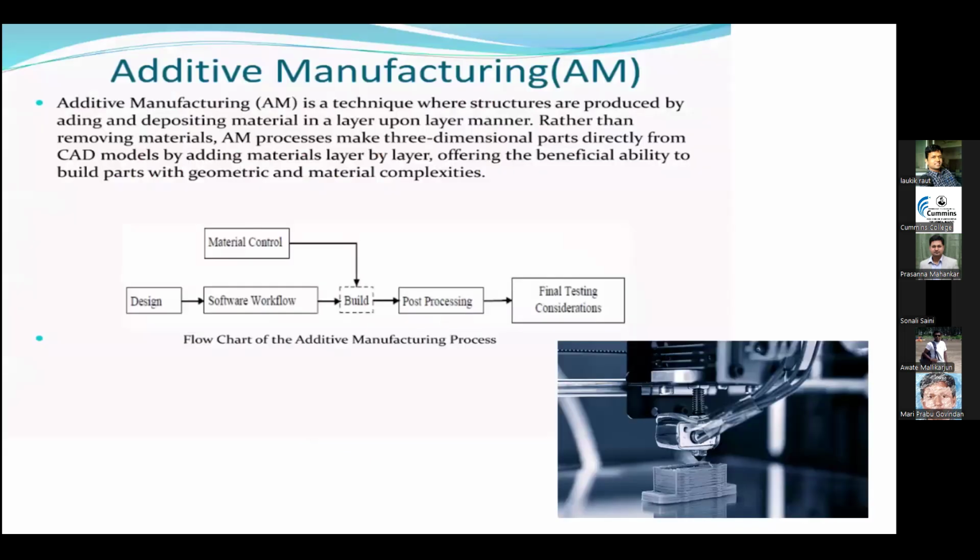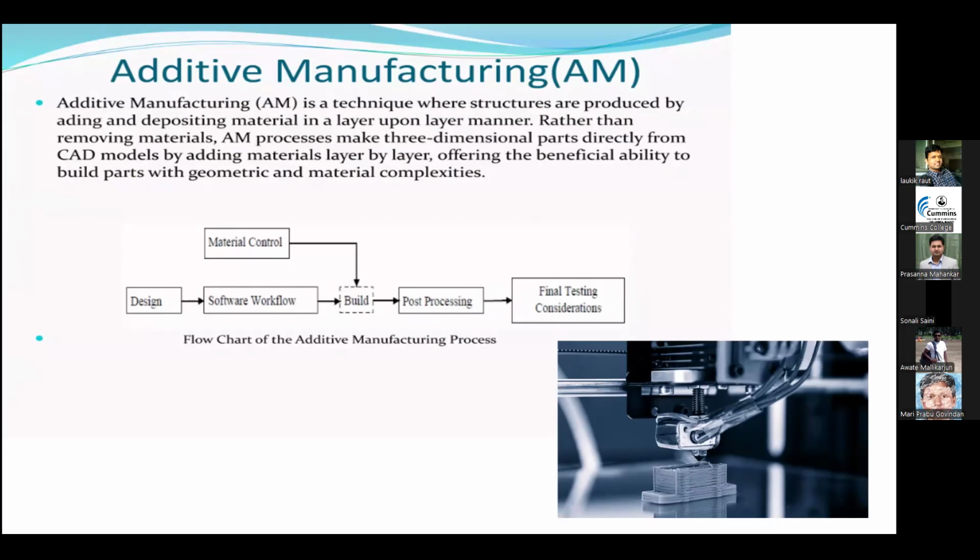Then, in additive manufacturing, all of you must be aware of it. Basically, we develop the CAD model, then we convert that file into STL format, and it is then transferred to a 3D printer. That 3D printer deposits the material layer by layer. So this is the additive manufacturing technique.